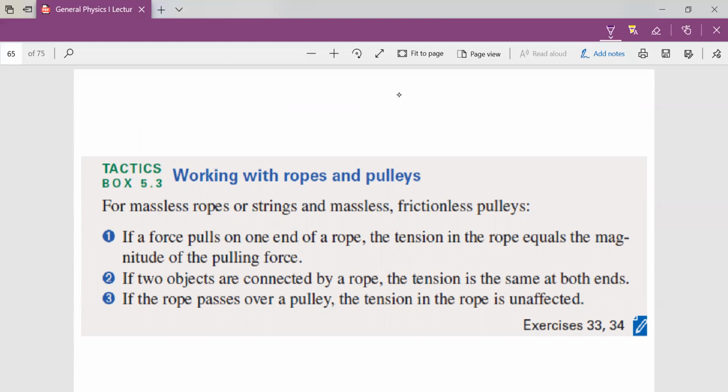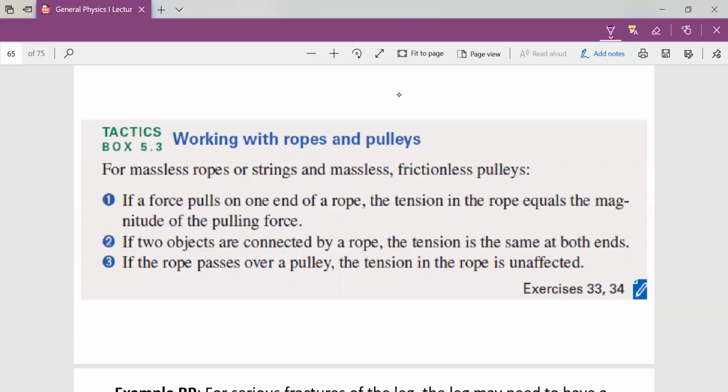We'll have 3 basic steps for a massless rope or string and a massless frictionless pulley. That means we can actually ignore the mass of both objects, the rope and the pulley. Okay, so if a force pulls on one end of the rope, we're establishing some facts in this statics. The tension on the rope is equal to the magnitude of the force pulling it. It's also emphasizing Newton's third law, which is that the action will be equal to the reaction in magnitude.